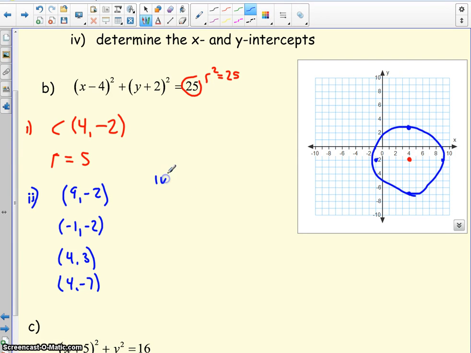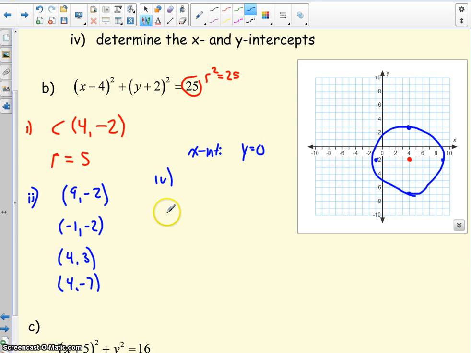Last but not least, I need to find the x and y intercepts. I can sort of see those x and y intercepts on my grid, but I can't necessarily get them exactly unless I solve for them. So one thing to remember about your x and y intercepts is, let's say we're trying to find the x-intercepts. Well, back in grade 9, or even in grade 10, you're trying to find the x-intercepts. What does that mean? It means y equals 0.